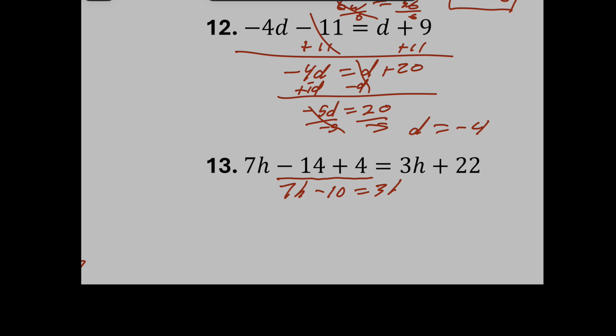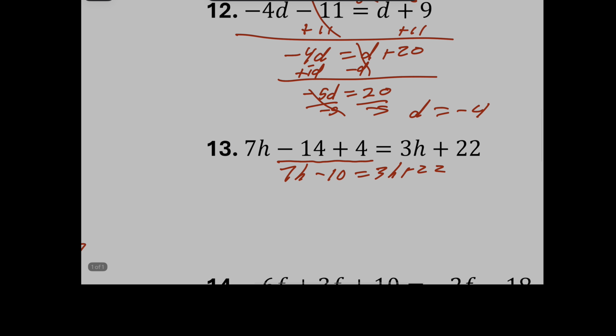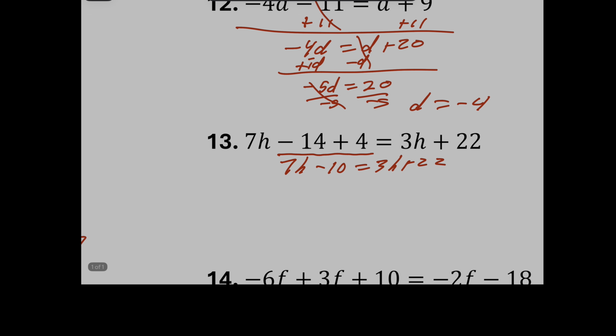And that equals 3h plus 22. All right. Now, as I look at that, I have numbers on one side, letters on the other. Let's go crazy. Let's subtract the 7h. Not really what I would suggest you do, but you can. And I'm going to get negative 10 equals, add a line, change a sign, and I'm going to get negative 4h plus 22.